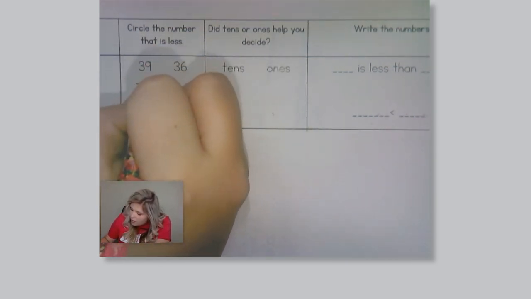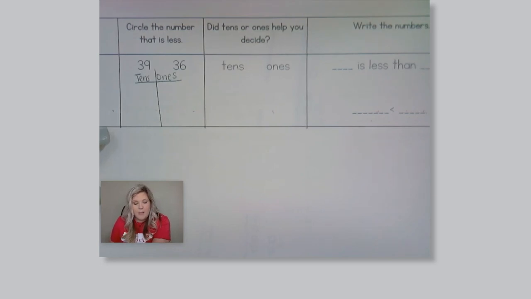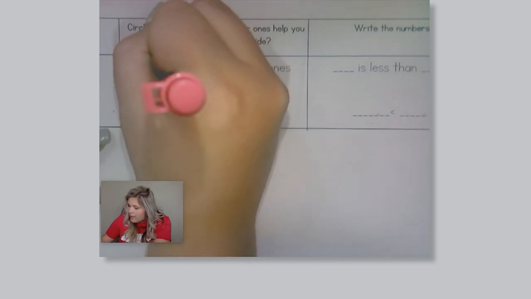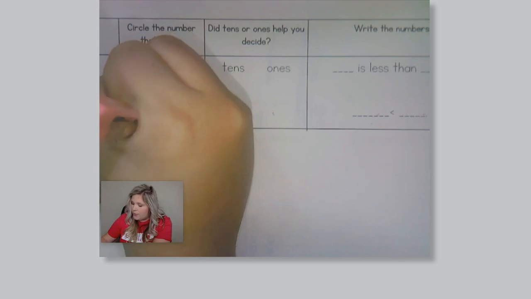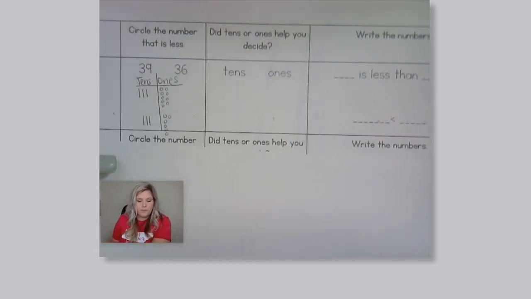So I'm going to draw a horizontal line, a vertical line down the middle, label tens and ones. And then I'm going to draw those numbers with base 10 blocks. First, I'm going to model the number 39. 39 has 3 tens and 9 ones. 1, 2, 3 tens, and then 9 ones. 1, 2, 3, 4, 5, 6, 7, 8, 9. And then 36 has 3 tens, 1, 2, 3, and 6 ones. 1, 2, 3, 4, 5, 6. How can I use this model to help me find which number is less?